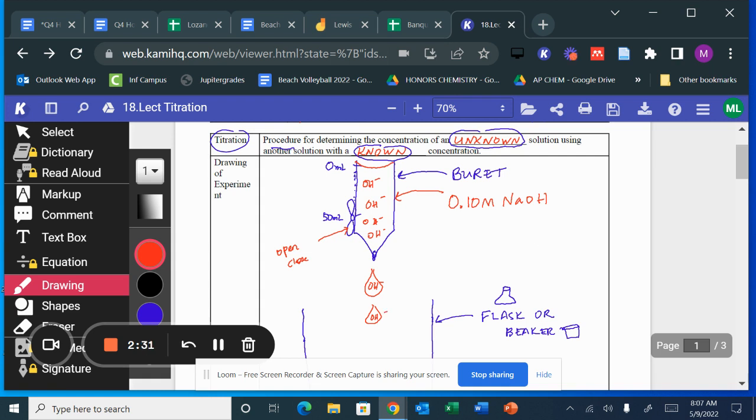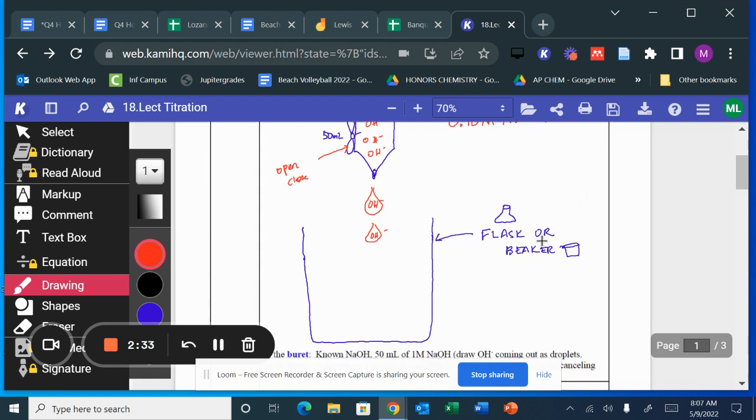Okay, that's your burette. So inside the flask or the beaker, this one is the beaker, you're going to put a solution that will react with the hydroxide. For example, hydrochloric acid. Okay, hydrochloric acid is a strong acid, therefore it will always ionize into H plus and Cl minus. I won't draw any more of the Cl minus, they're spectators. Let's just put a whole bunch of H pluses in there. And I don't know how many there are. So this solution is your unknown.